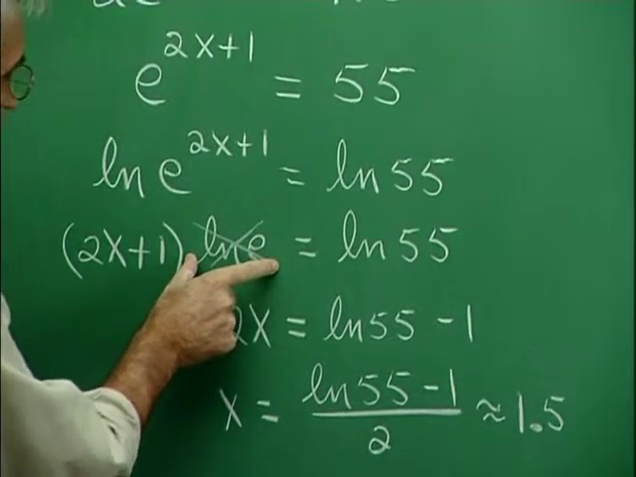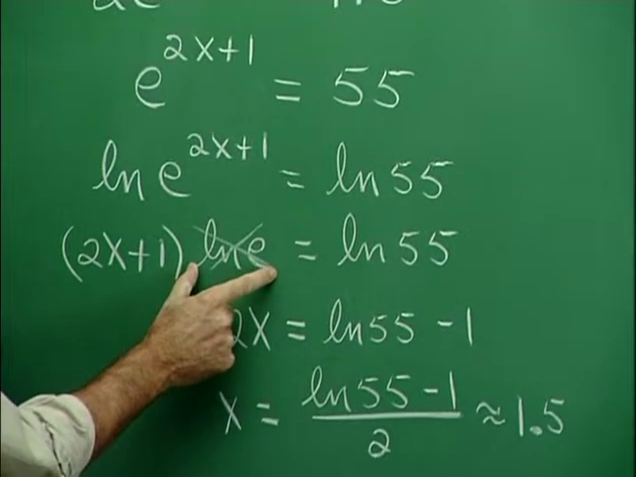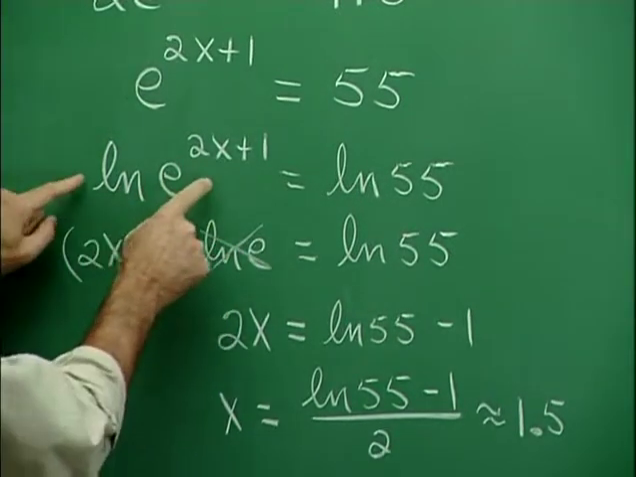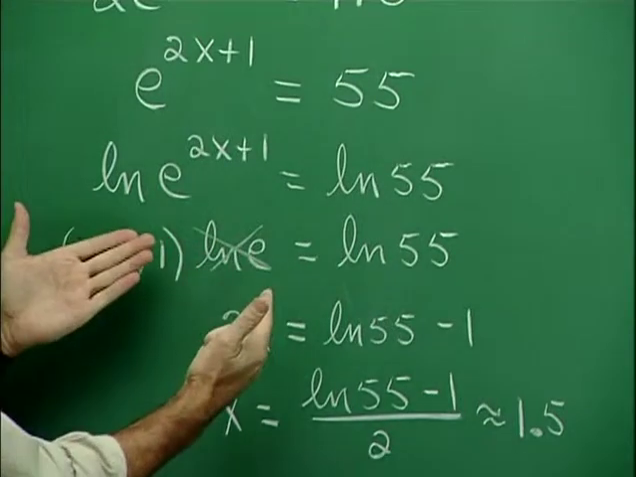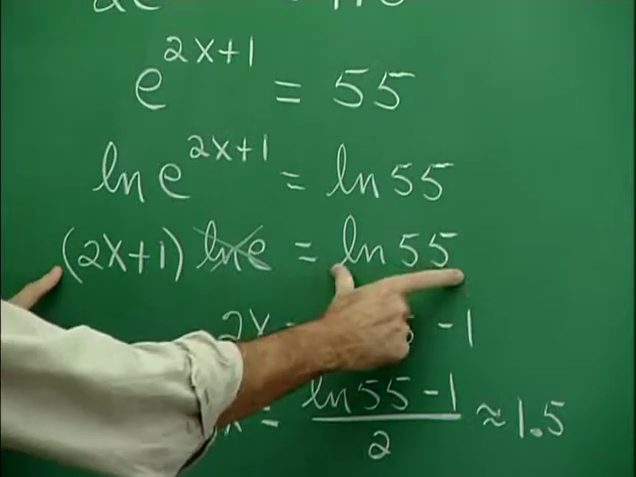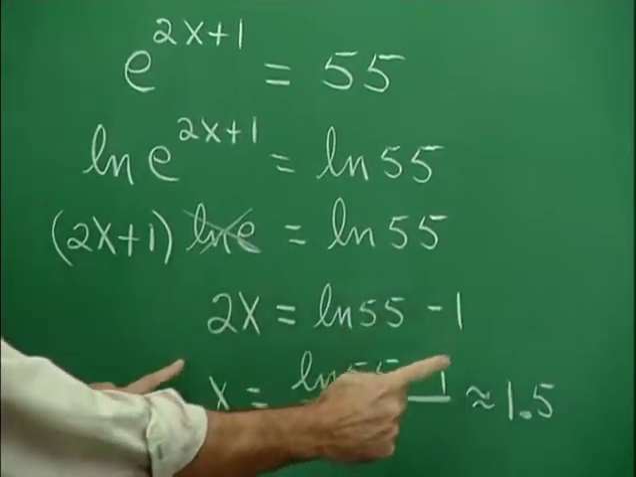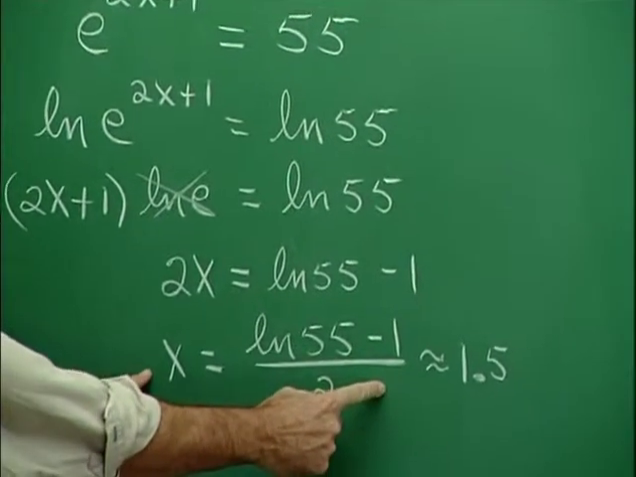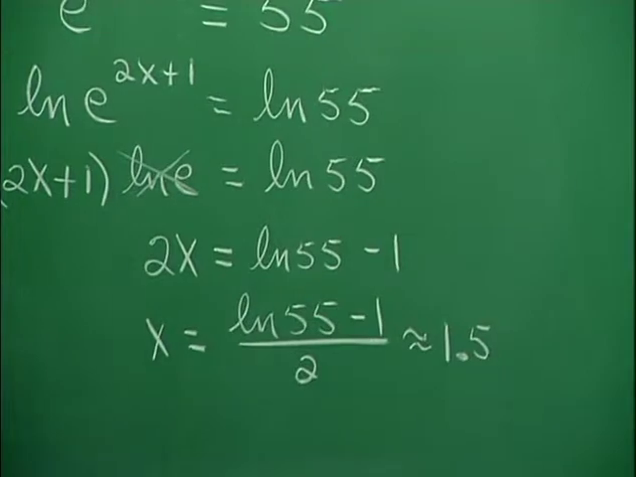Now, with a little bit of experience in problems like this, we're not even going to write this ln e. We know that as soon as this becomes the coefficient, that rascal goes out. So why even write it here? It's just unnecessary. At any rate, we have 2x plus 1 equals ln 55. Subtract 1 on both sides. Divide on both sides by 2. And then punching the calculator, we approximate the value of x to be 1.5.